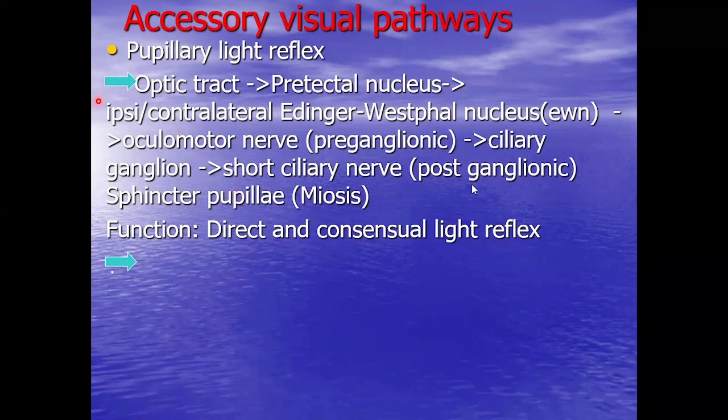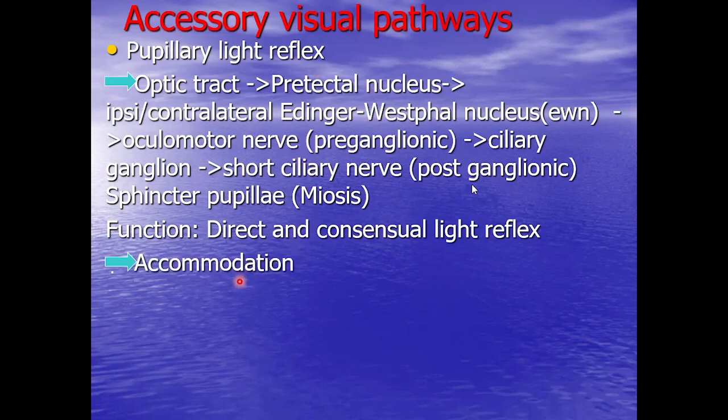Remember, it's going to the ipsilateral and contralateral. Because it's going to both, it is exhibited in the opposite eye because of that crossing over to the opposite Edinger-Westphal nucleus. For accommodation, remember for the pupillary reflex, it is the pretectal nucleus and then the Edinger-Westphal nucleus.